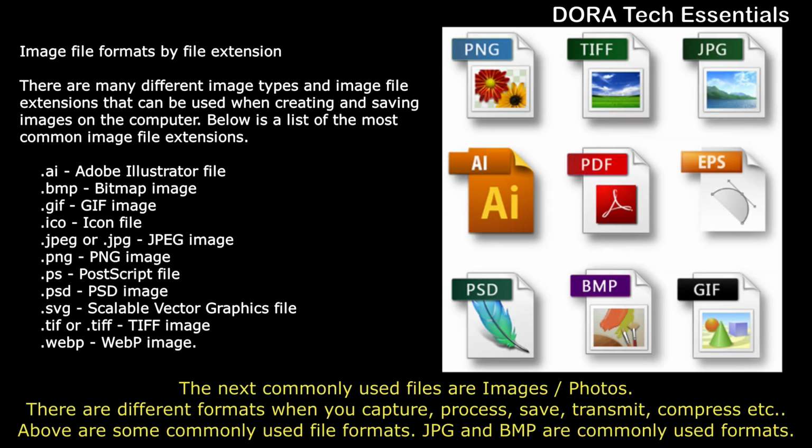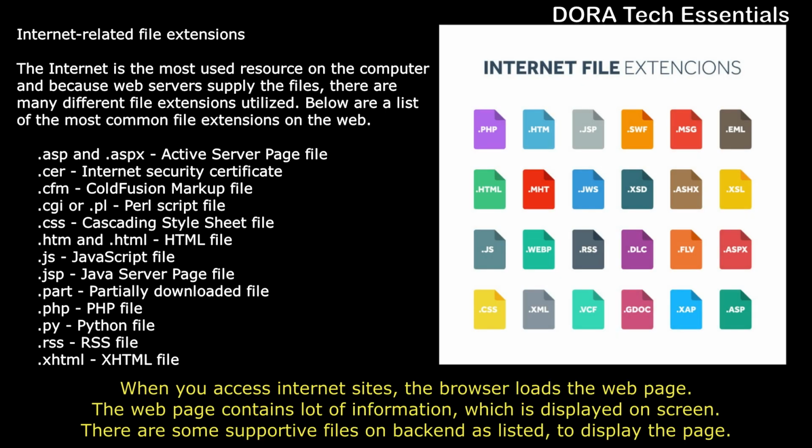The next commonly used files are images and photos. There are different formats when you capture, process, save, transmit, compress, etc. Above are some commonly used file formats. JPG and BMP are commonly used formats. When you access internet sites, the browser loads the web page. The web page contains a lot of information, which is displayed on screen. There are some supportive files on the backend, as listed, to display the page.